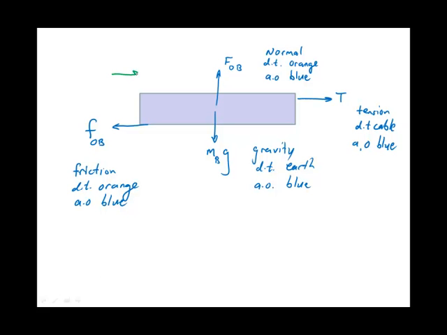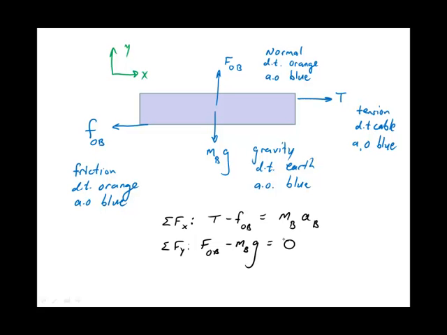And I assume a standard x and y. Then my equations become, sum of the forces in the x, I get T minus F orange blue equals m blue, acceleration of blue. Not necessarily the same as the acceleration of orange. Sum of the forces in the y, I get the normal force between orange and blue minus the mass of blue times g equals 0. There is no acceleration in the y direction. So we'll assume the acceleration is to the right, and this is the blue beam. If they're moving together, accelerating together, then the accelerations are the same.